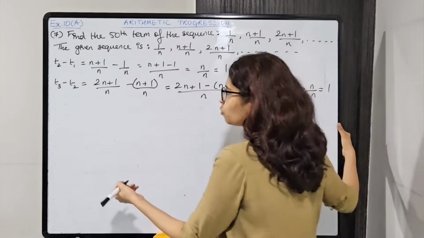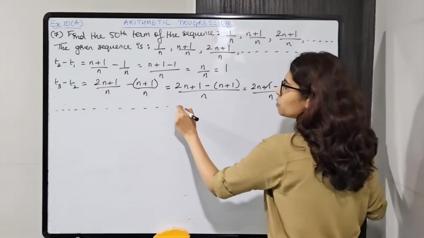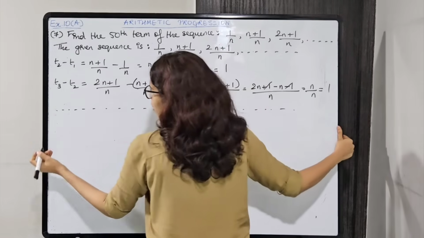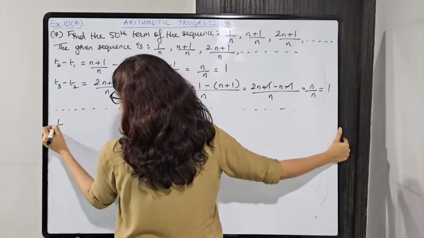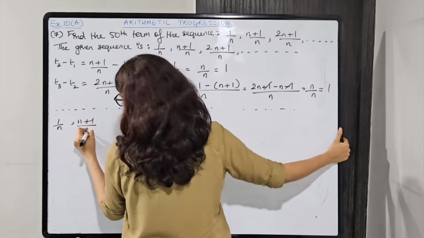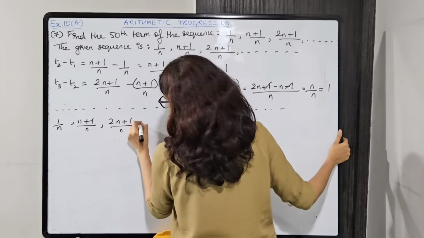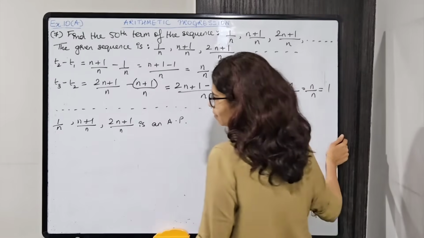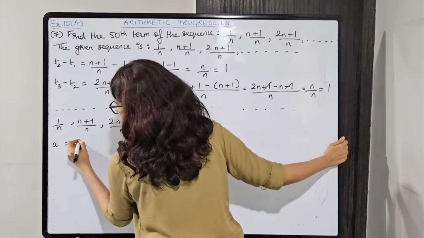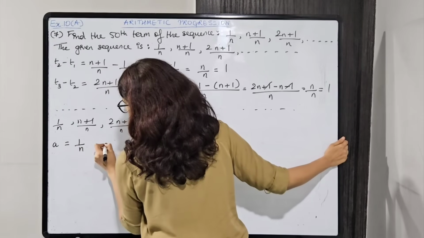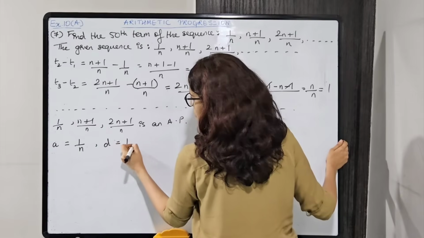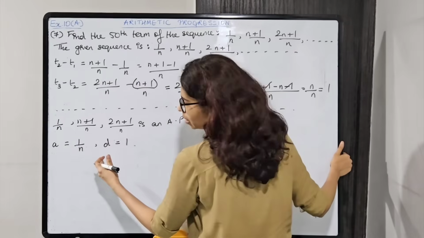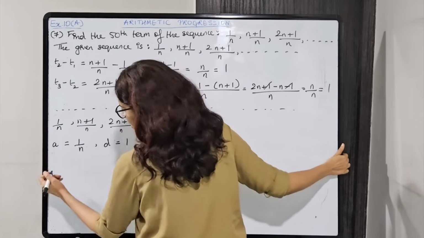So you'll write down the statement: since the difference between two consecutive terms is constant, the sequence is an AP. Write down 1 by n, n plus 1 by n, 2n plus 1 by n is an AP. Let's find A and D. A is 1 by n and D is 1. We just calculated it over here. So D is 1. You can still show the working again: n plus 1 upon n minus 1 upon n gives 1.